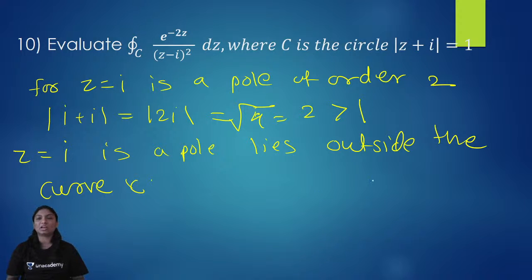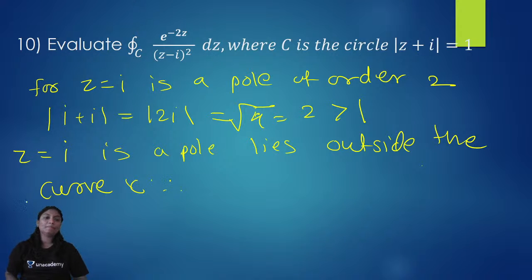It means this is the circle with center at x plus iy plus i, which means here y plus 1. The circle with center at (0, minus 1) and radius 1. So obviously the point z is equal to i lies outside the curve C. Right? The point lies outside the curve C.